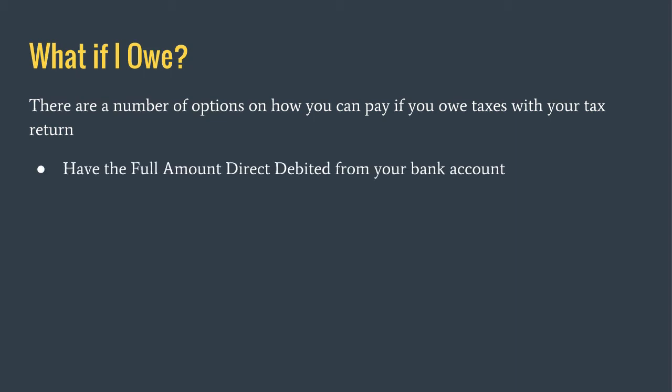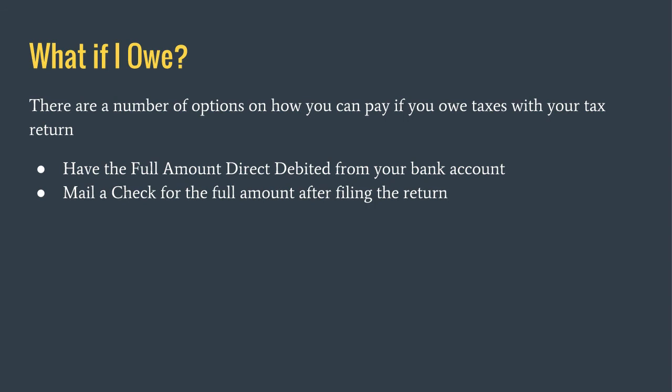First one is to have the full amount directly debited from your bank account when you file the return. So you can enter this information right on your tax return, set the date that you want the amount to be pulled out, sometime between whenever you file your taxes and April 15th, but it has to be by the deadline. And they'll automatically pull the full amount out of your bank account. So as long as you know that you'll have that full amount in your bank account, you can choose that option.